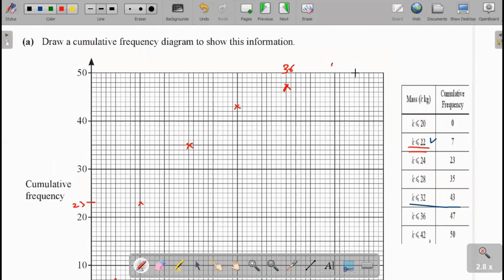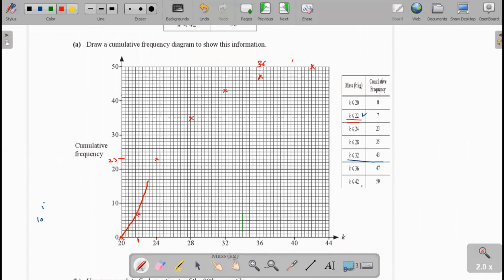This is the 42, and that value is 50. Now we join all these points, and this is the graph of the cumulative frequency diagram.